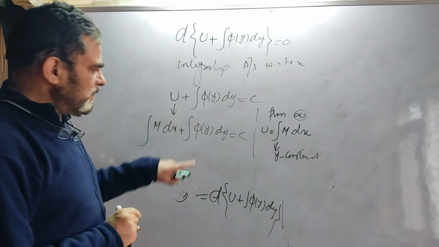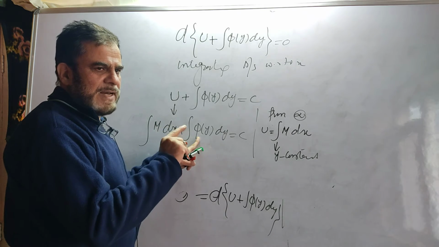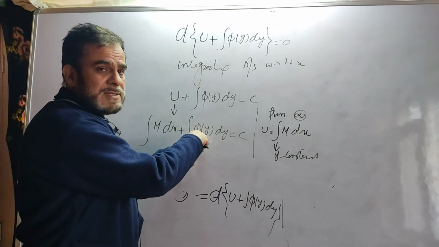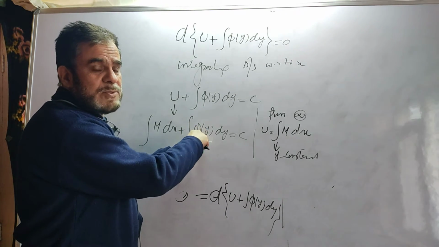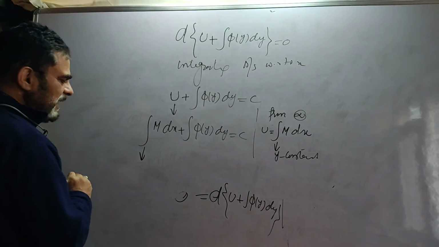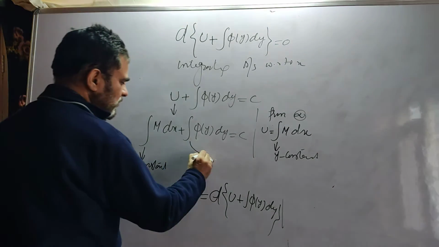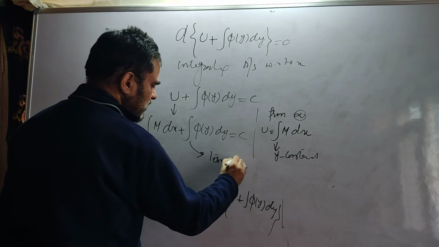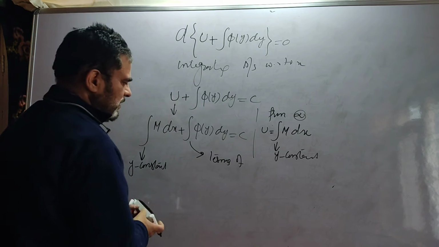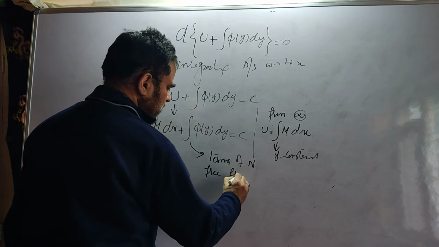You again go to beta. What is phi of y? It is N equals phi of y plus c. Phi of y involves those terms of N which do not involve x. So in this case, with y constant, it involves the terms of N free from x.